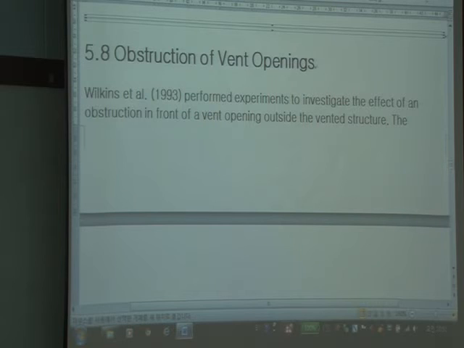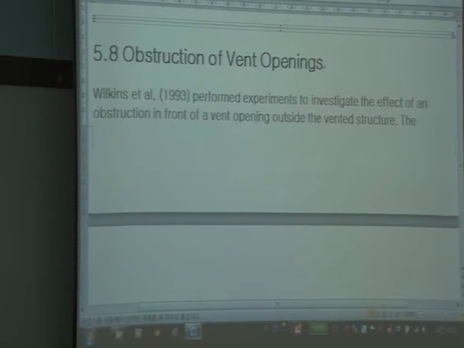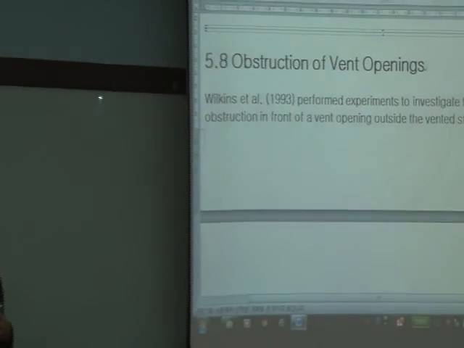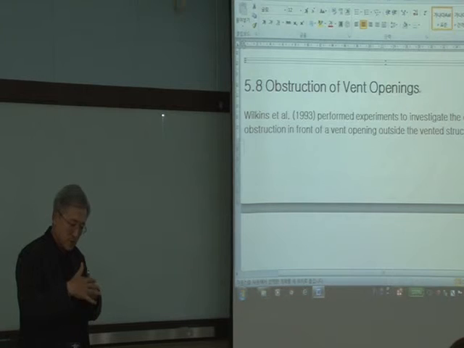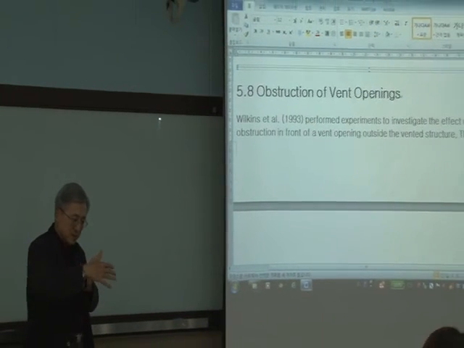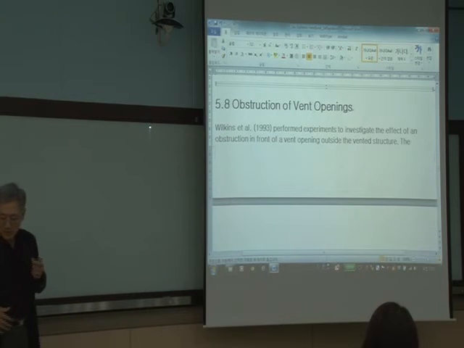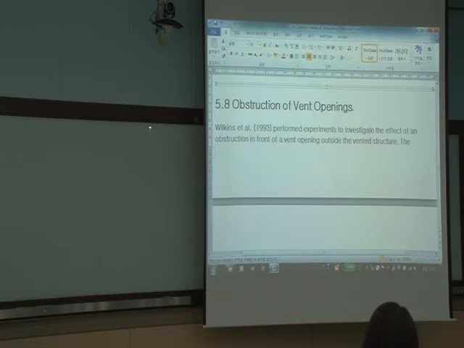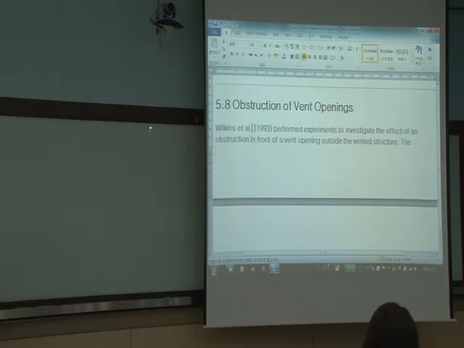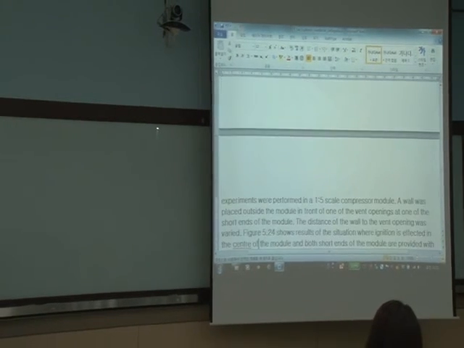This is obstruction of the vent opening. They are talking about putting the blockage just outside of the vent opening, getting closer, or a little bit away from the vent opening. That's what they are talking about here. If it gets very close, it's going to block the vent opening. So that's what they are talking about here.